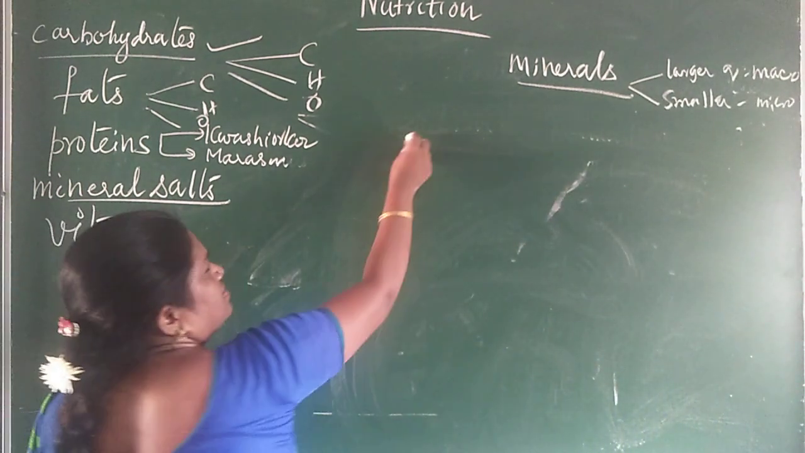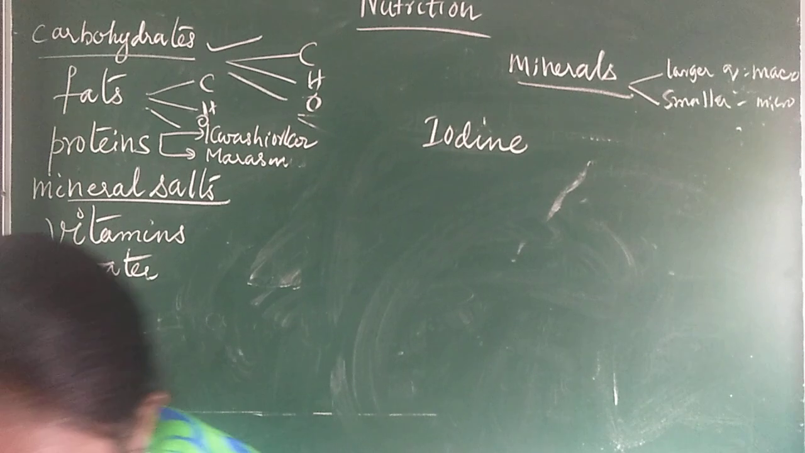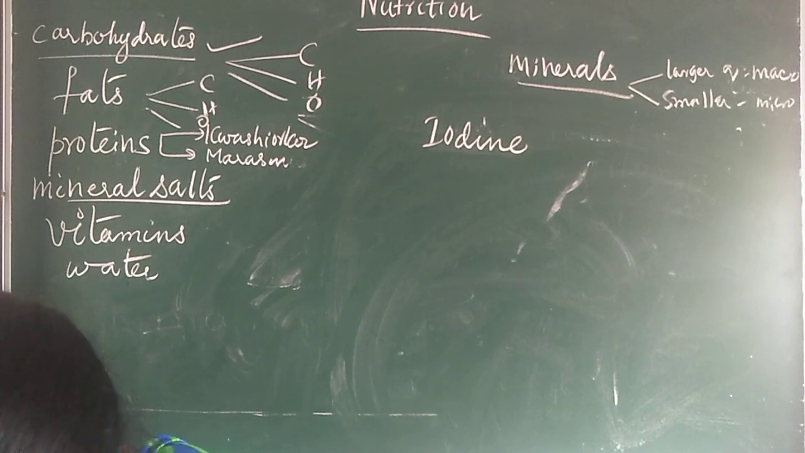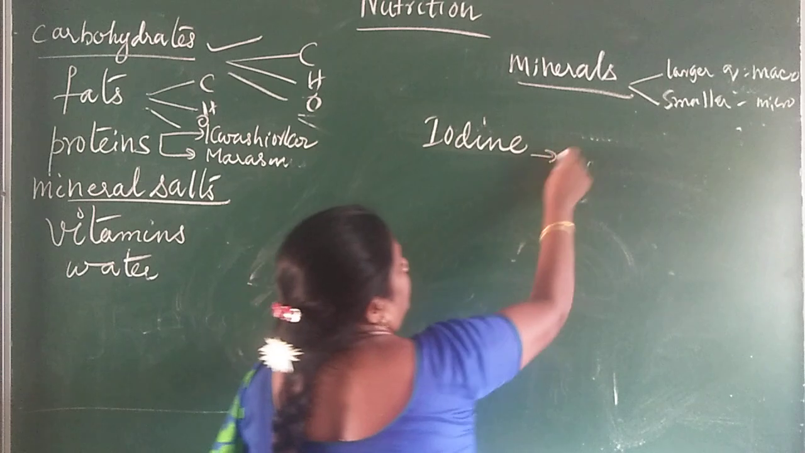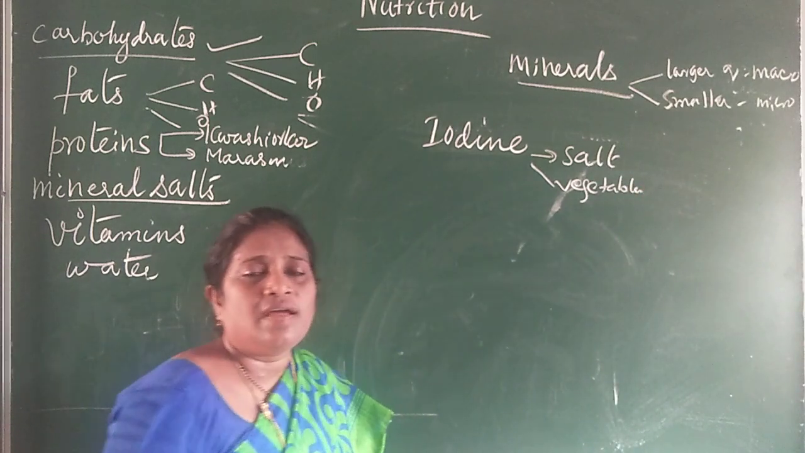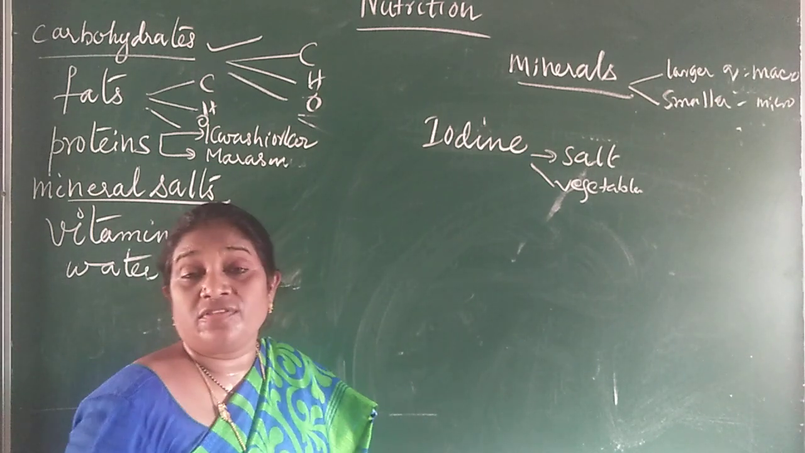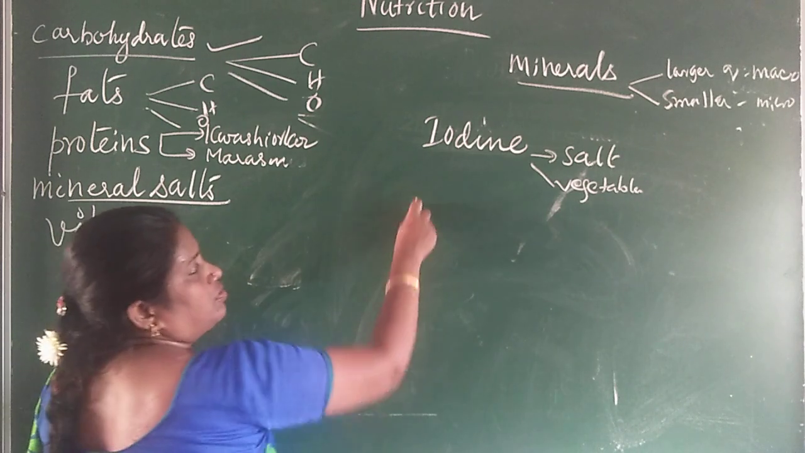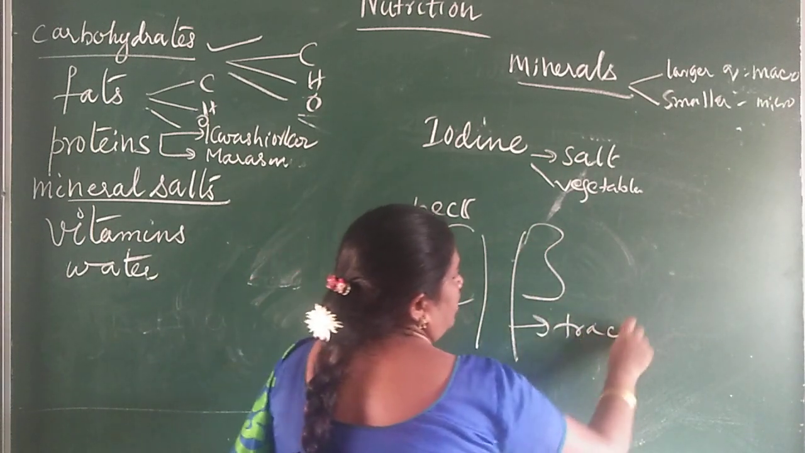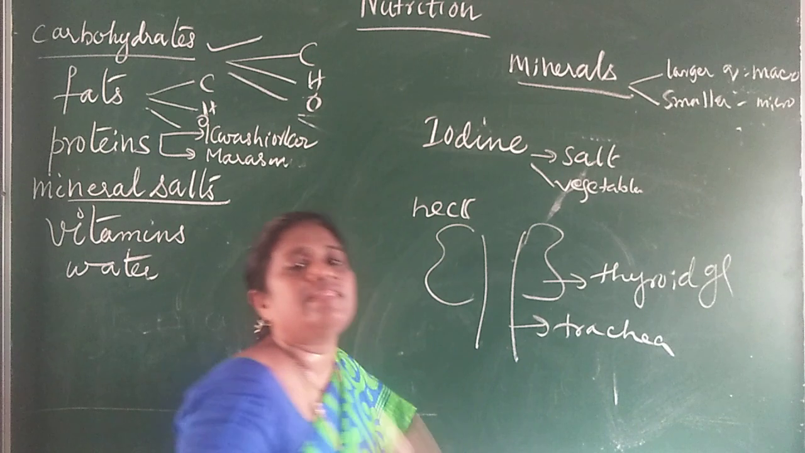Next important mineral ion is iodine. Iodine is mainly found in salt, and all the vegetables are also rich in iodine. Nowadays we are advised to take iodized salt. So, what is the use of this iodine? It is also one of the important mineral ions. Children, you all know in the neck region you have the trachea. On either side of the trachea, you have a gland called the thyroid gland in the neck region.